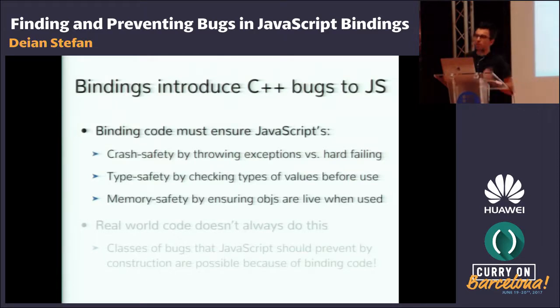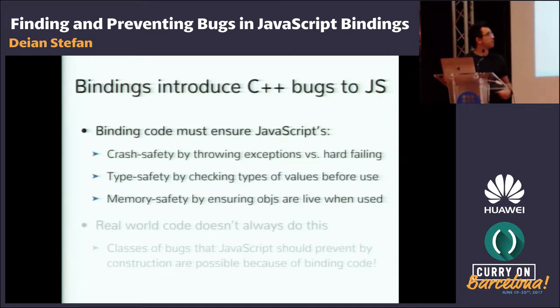Okay, so we have JavaScript code that now calls into C++, and of course, C++ is not safe like JavaScript is, and binding code introduces the same old problems that we had in C++, like use after free or out of bounds reads and writes to JavaScript code, right? So this happens all the time, and the reason for it is because you have to really battle these three things when you're writing this binding code, right?